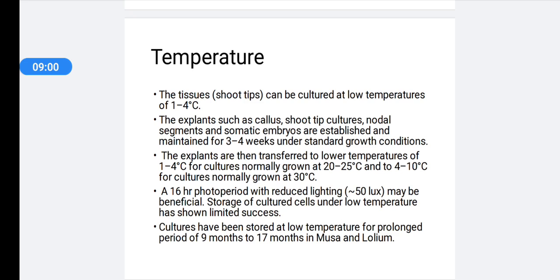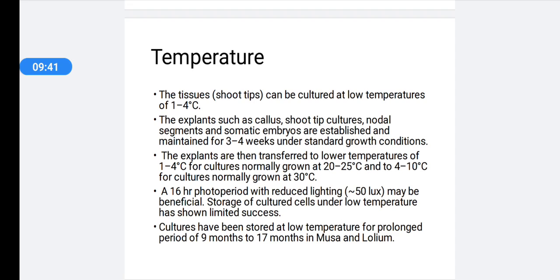What we are doing is culturing the tissues at a low temperature, about 1 to 4 degrees Celsius. At that temperature, they will grow in a slow growth state. We can use explants such as callus, shoot tip cultures, nodal segments and somatic embryos, and these can be established and maintained for 3 to 4 weeks under standard growth conditions. After these 3 to 4 weeks, the explants are transferred to lower temperatures of about 1 to 4 degrees Celsius.